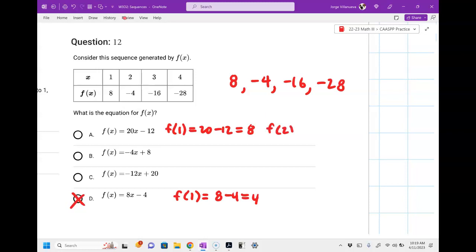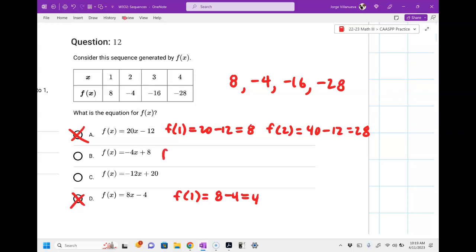f of 2, I'm looking for an answer of -4. If I plug in a 2, 20 times 2 is 40, and 40 minus 12 is 28. And that doesn't make sense. All right, so then I do have to use one of the negative ones. Which one do you think I would try next? B, because I'd rather not deal with 12s and 20s, right? So I'm going to try 4s and 8s.